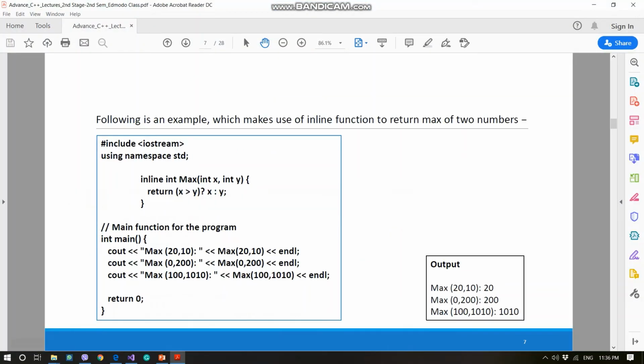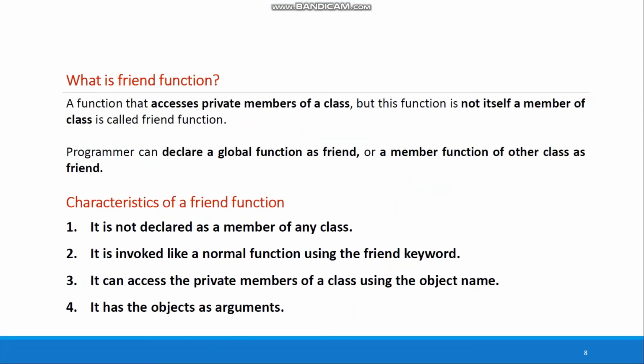Now we have come to the next topic, the friend function. What is the friend function? Why do we use the friend function? What is the importance of the friend function in our programming system? We see here in this session. A friend function accesses the private members of the class, but this function is not itself a member of the class. It is called a friend function. Means the friend function is not a member of the class. It always accesses the private members of the class from outside, not from inside the class.